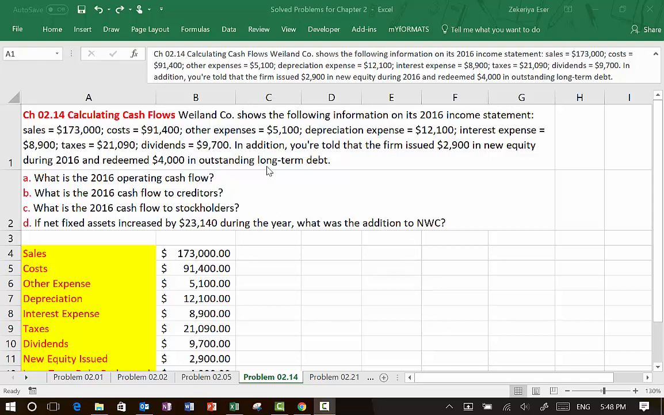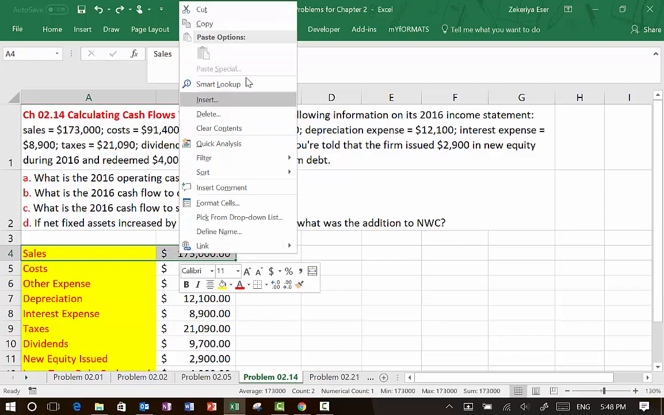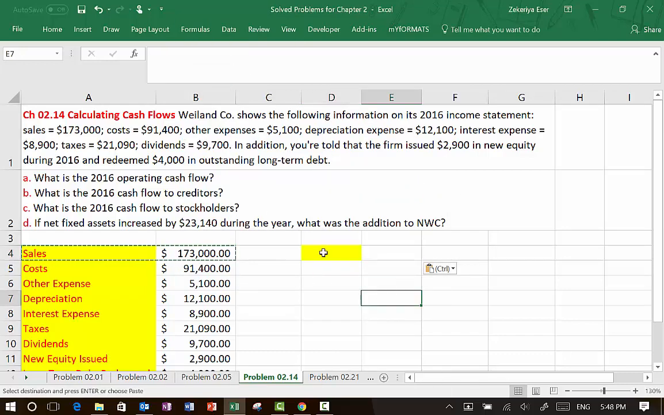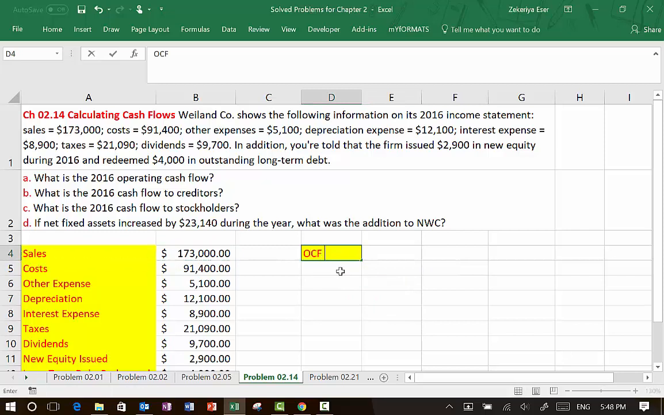Given all this information about this firm duplicated in this little table, we need first operating cash flow. There are two ways we can calculate operating cash flow. I'm just copying formats here. Let's call it OCF number 1.